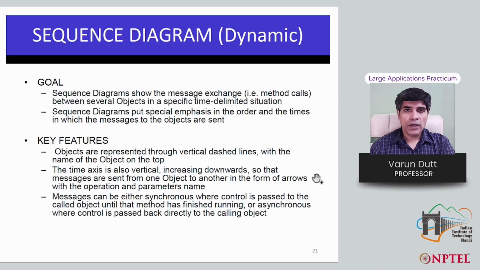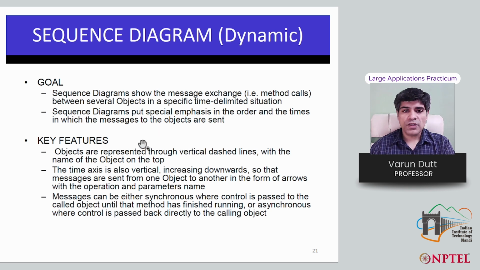Let's get started. One other diagram which is very useful for understanding the dynamics of interaction during the code execution between objects is called a sequence diagram. A sequence diagram shows the message exchange, particularly the method calls, between several objects which belong to classes in a specific time-delimited situation. Sequence diagrams put special emphasis on the order and the times in which the messages to the objects are sent.